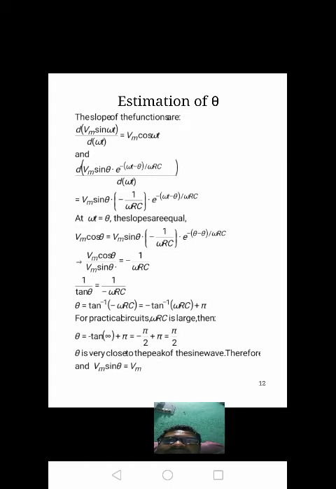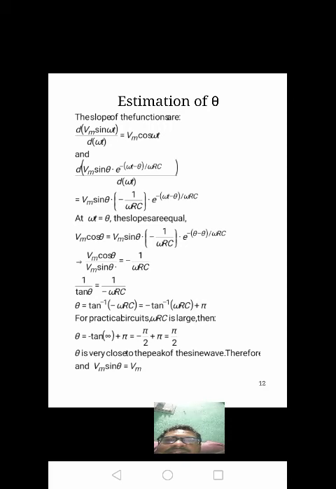Estimation of theta. The slopes of the functions are: d of Vm sin omega t by d omega t is equal to Vm cos omega t, and d of Vm sin theta into e power minus omega t minus theta by omega RC, divided by d omega t, is equal to Vm sin theta into minus 1 by omega RC into e power minus omega t minus theta by omega RC.